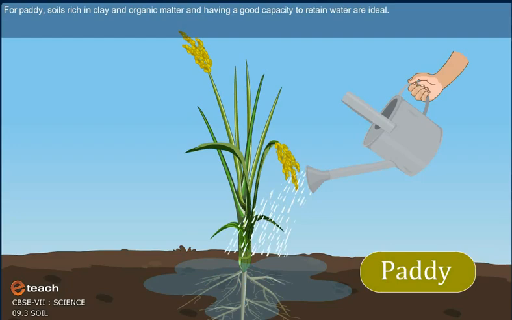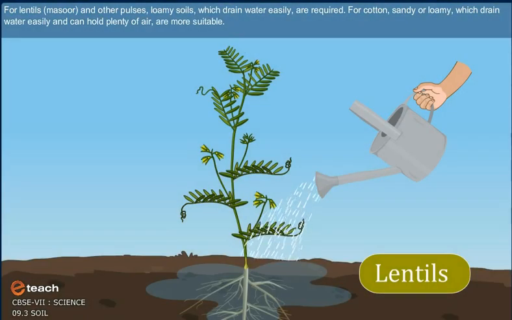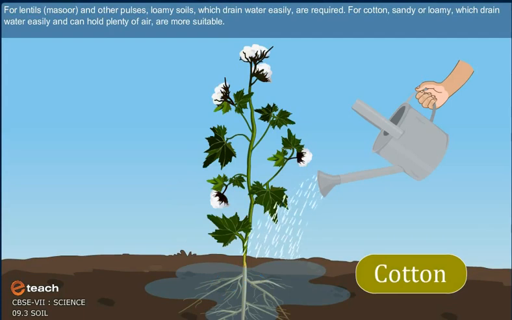For paddy, soils rich in clay and organic matter and having a good capacity to retain water are ideal. For lentils and other pulses, loamy soils, which drain water easily, are required. For cotton, sandy or loamy soils, which drain water easily and can hold plenty of air, are more suitable.